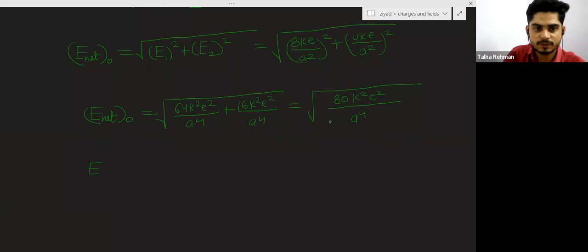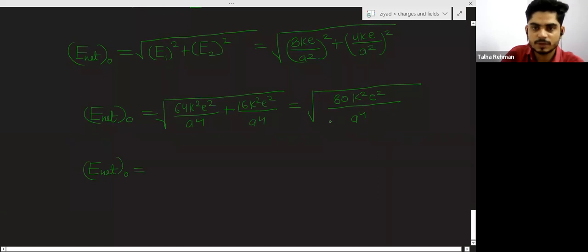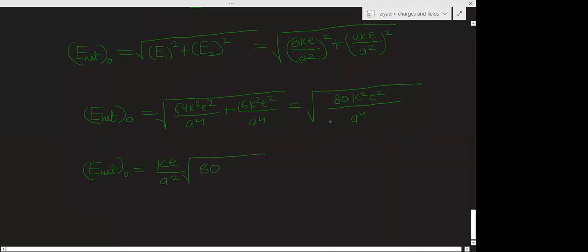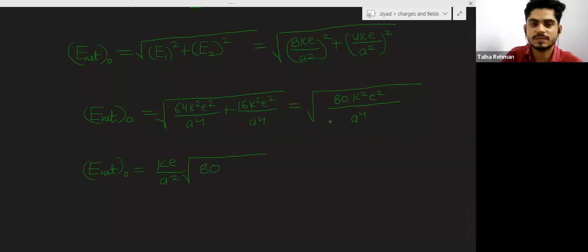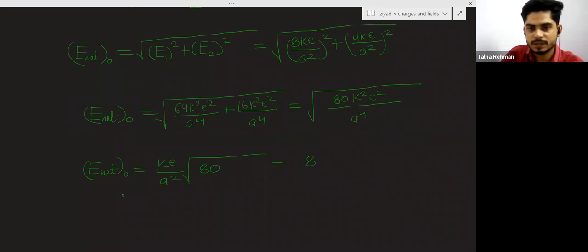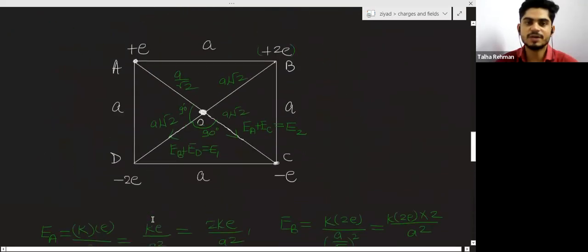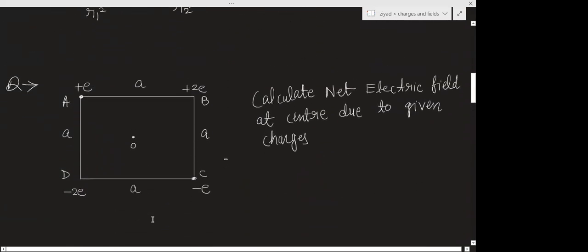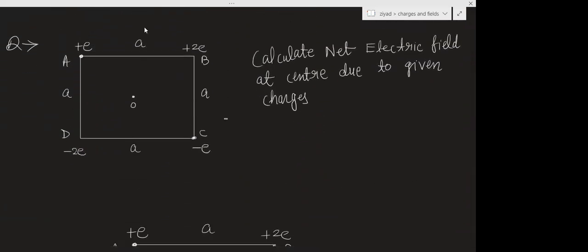Now this K square E square will become KE divided by A square. You can take it out of the square root, and here we will get 80. So this is the answer. Okay, sir. You can write this in this form: root 80 KE divided by A square is the net electric field at point O. So in this way, you have to solve the question. Each and every step I have shown to you. So just write it down.